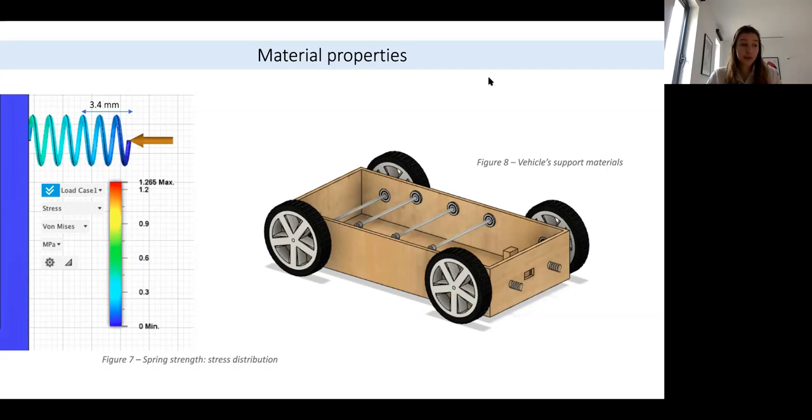In the figure on the left, you can see the stress simulation of the spring, with a spring rate of 1700 Newton per meter. The colored region shows the maximum stress applied to the spring when the spring collides with the wall.